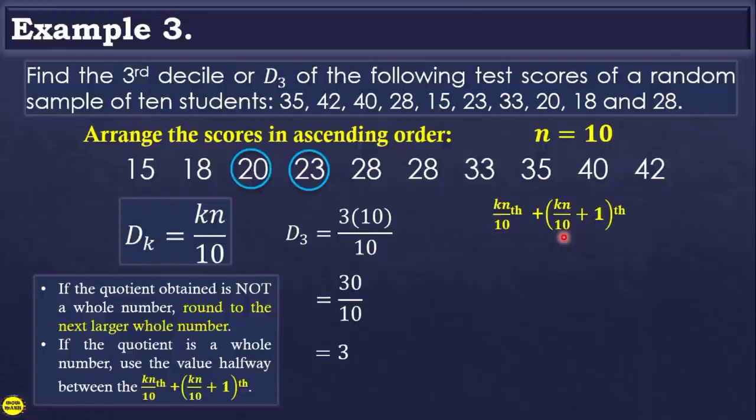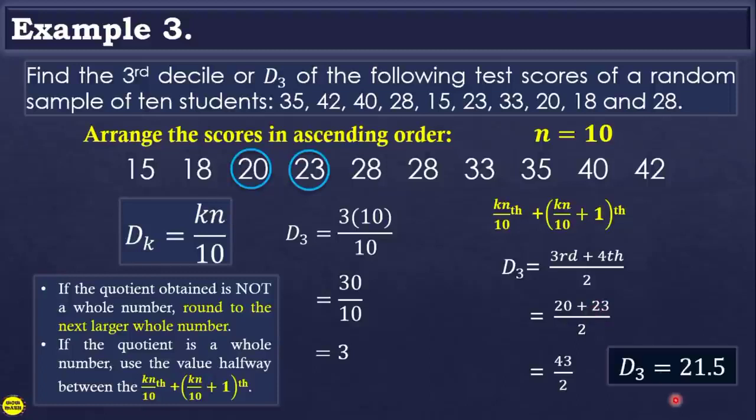So, kunin natin halfway nila. So, add lang natin silang dalawa. So, the third value is 20 and the fourth value is 23. So 20 plus 23, that is 43 divide 2. So the third decile is 21.5. So tandaan kapag whole number yung na-compute natin, kunin natin yung dalawang position, yung na-compute natin at yung kasunod niya. And then kunin natin yung halfway. Okay? Next.